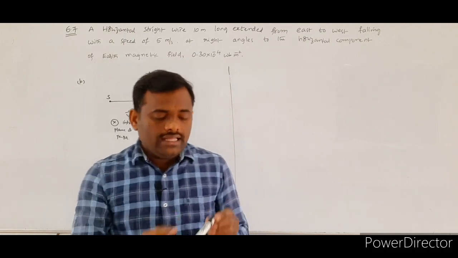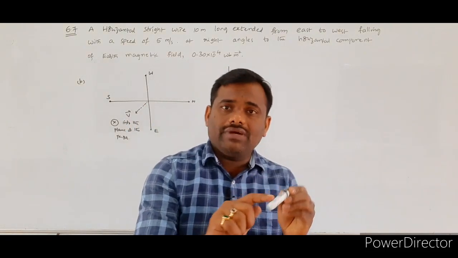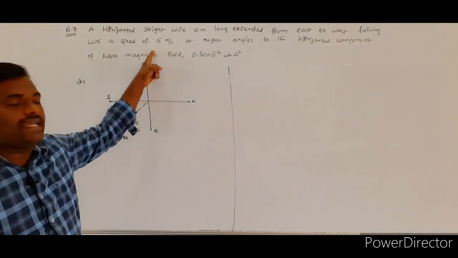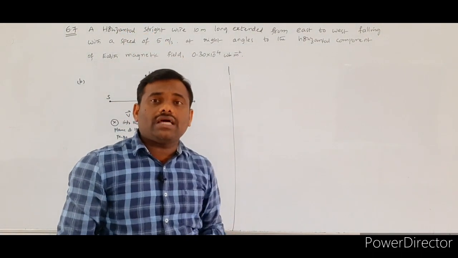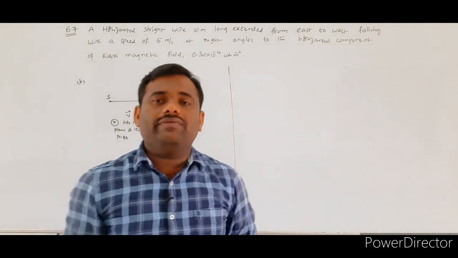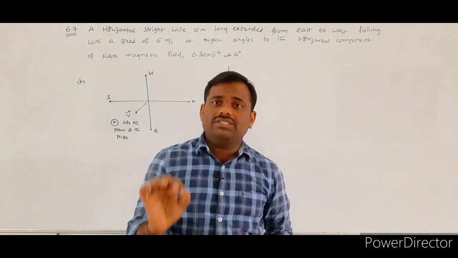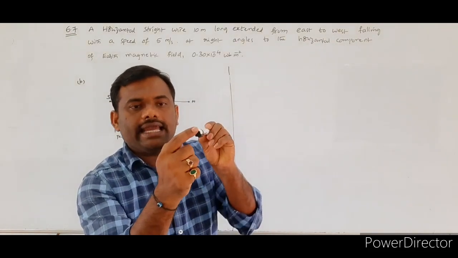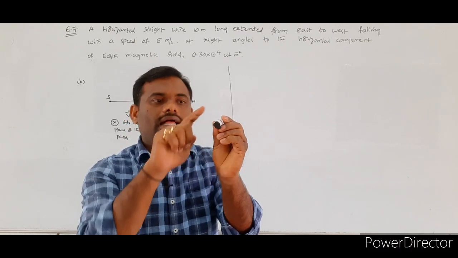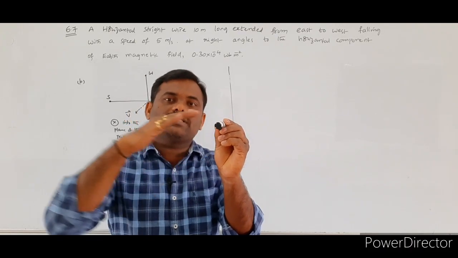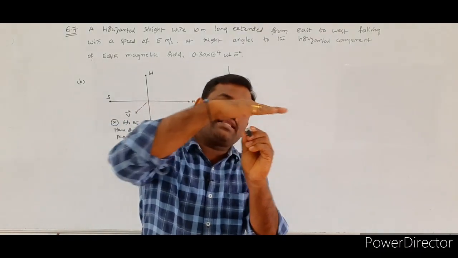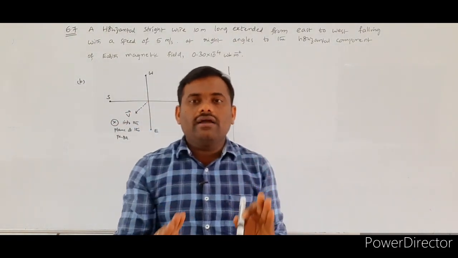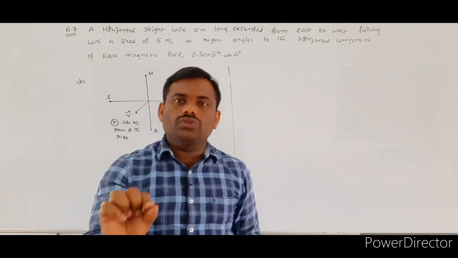They mentioned that the length of the given rod is 10 meters and it is moving with a speed of 5 meters per second, and in which direction the rod will be moving is very important to find the direction of the induced EMF. See here, we are assuming that this end is east and this end is west, and the direction of the horizontal component of earth's magnetic field is always directed from south to the north.